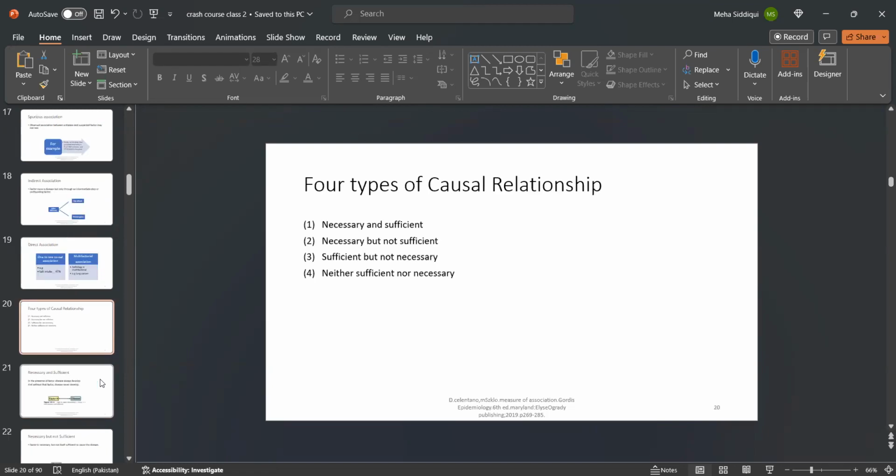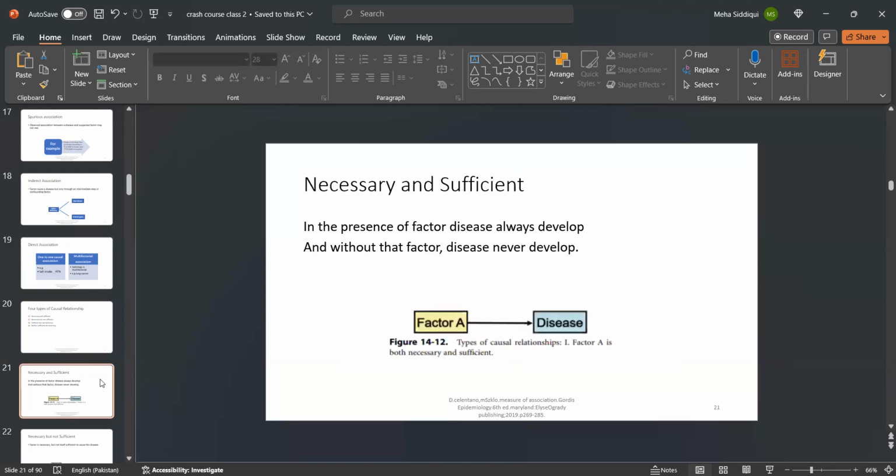There are four types of causal relationship: necessary and sufficient, necessary but not sufficient, sufficient but not necessary, and neither sufficient nor necessary. Necessary and sufficient means that in the presence of the factor the disease always develops, and without that factor the disease never develops. It is necessary and also sufficient. The single factor is sufficient.